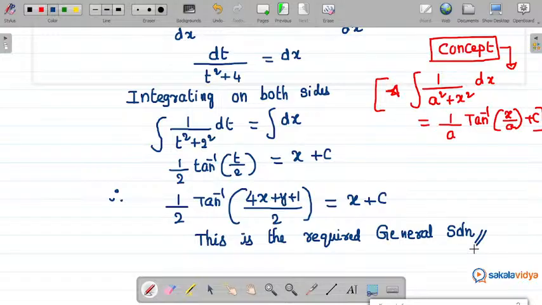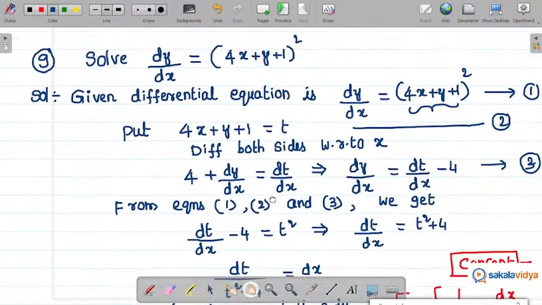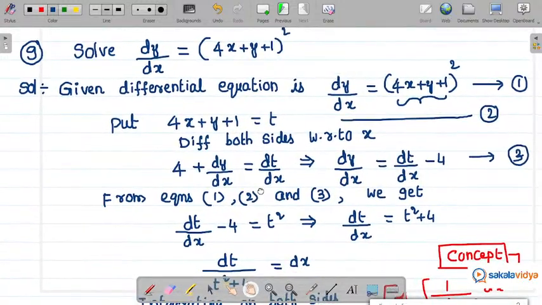Okay, now let us move to the once again this same question itself only, the ninth one. Solve dy by dx is equal to 4x plus y plus 1 whole square. This is not directly in the form of dy by dx is equal to f of x comma y. So the given differential equation is dy by dx equals 4x plus y plus 1 whole square, say equation 1.